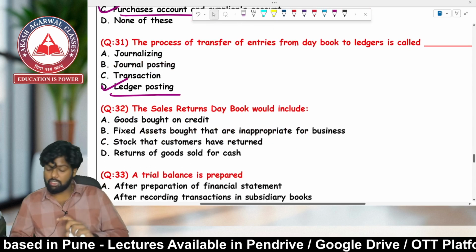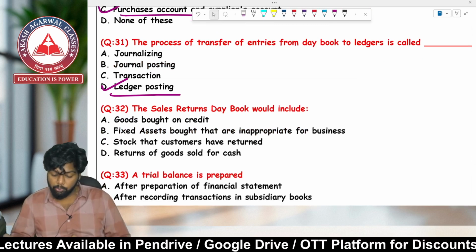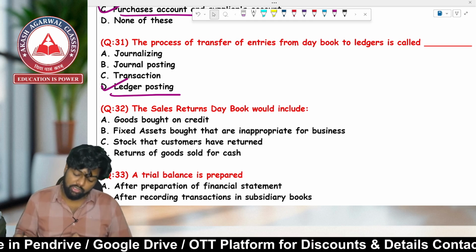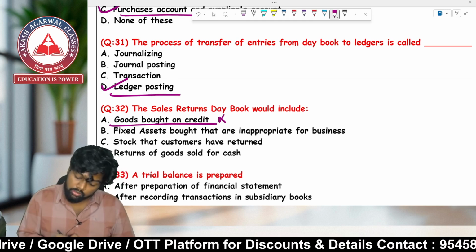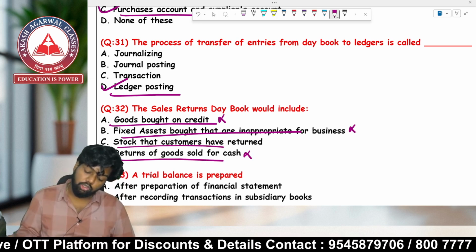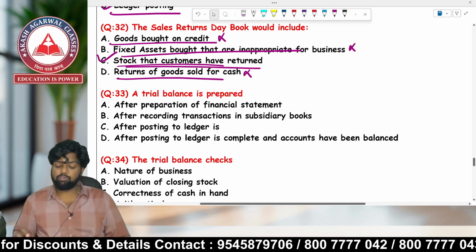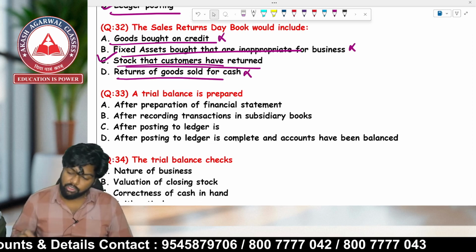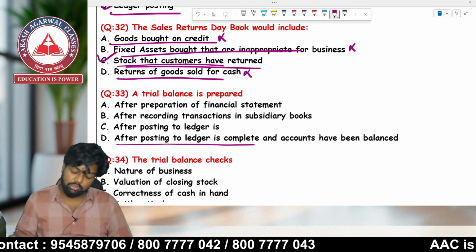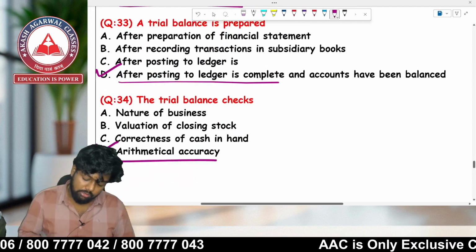The sales return day book would include: goods bought on credit, fixed assets that are inappropriate for business, stock that customers have returned, return of goods sold for cash. First one is wrong, second one is wrong, fourth one is wrong; stock that customers have returned is correct. A trial balance is prepared after preparation of final accounts, after recording transactions in the subsidiary books, after posting into the ledger, or after posting to the ledger is complete and the accounts have been balanced. Option D. Trial balance checks the arithmetical accuracy.